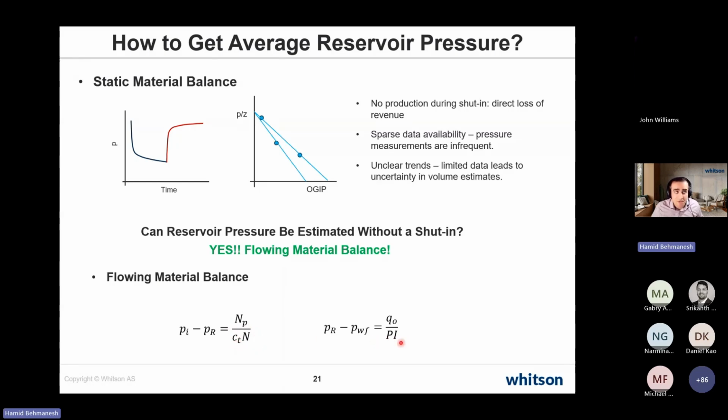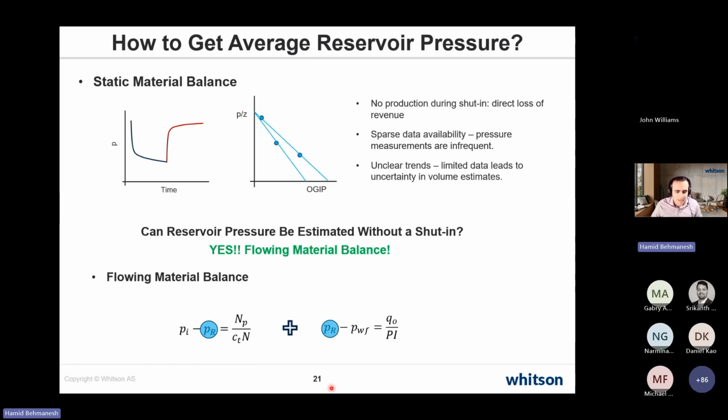And simply, we use the productivity index equation, which is average reservoir pressure minus Pwf, my driving force, equal to q_o divided by productivity index. You can see that in both of them, average reservoir pressure is present. So if I simply combine them, I end up with the fluid material balance, which is independent of average reservoir pressure, and I can analyze my data using these two equations to come up with N, what I'm looking for, the original oil in place. For oil, it is very simple to show. For gas, it is a little more complicated, but it basically follows the same procedure.